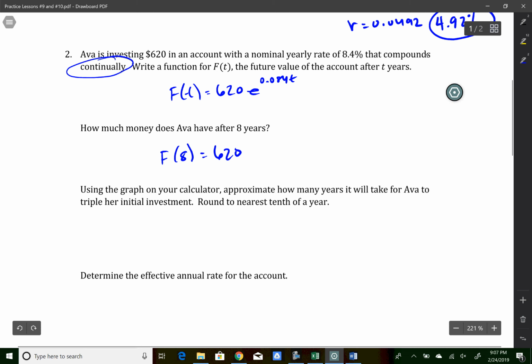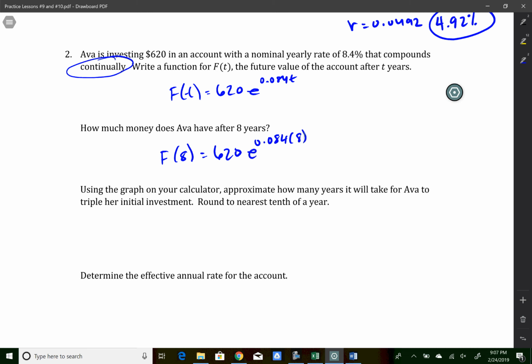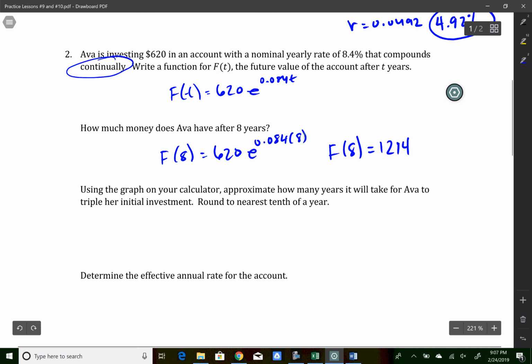Again, most of this is just recognizing which formula do I have to use, right? We learned a bunch of them, so we want to make sure that we use the correct one each time. So again, just plugging that into our calculator here, and we get Ava has, after 8 years, $1,214.05. Whenever we're dealing with money, remember, always round to 2 decimal places.